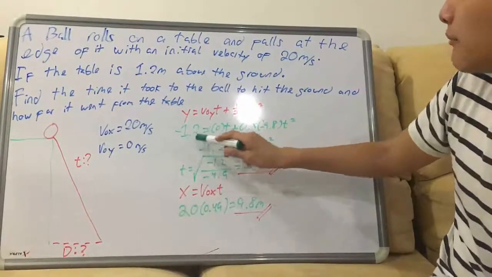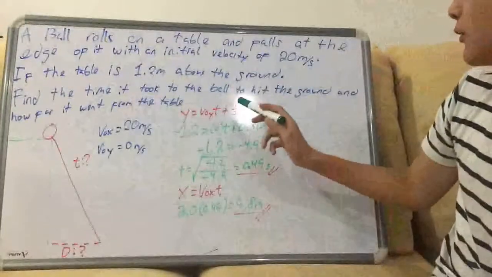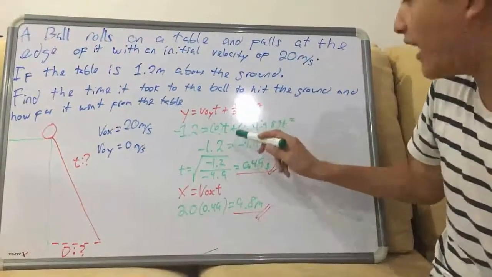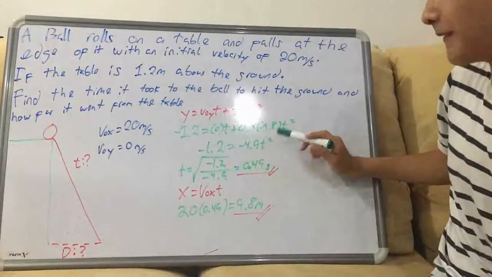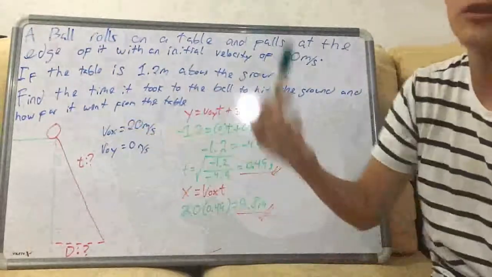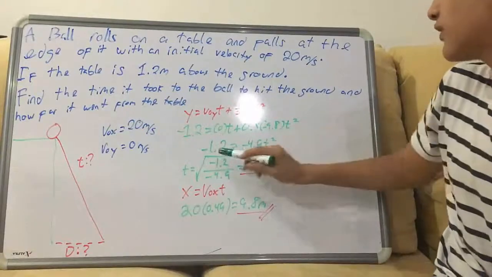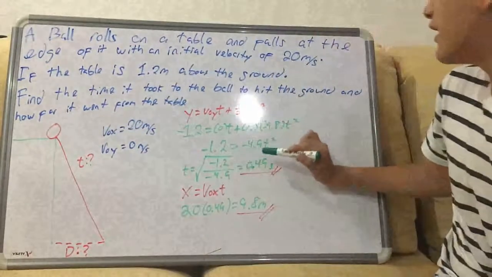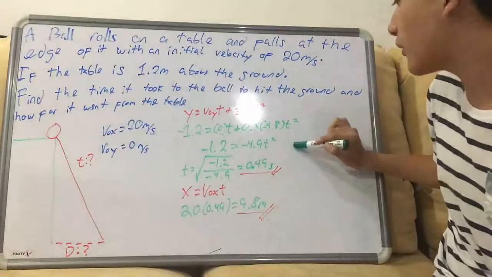So it will be minus 1.2 because the distance is going downwards, is equal to 0 times time, which will be equal to 0 even though we don't know the time, plus 0.5 times the gravity, negative because it is going downwards, not going up, times time squared. So minus 1.2 will be equal to minus 4.9 times t squared.